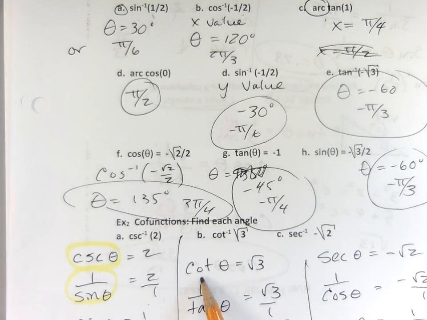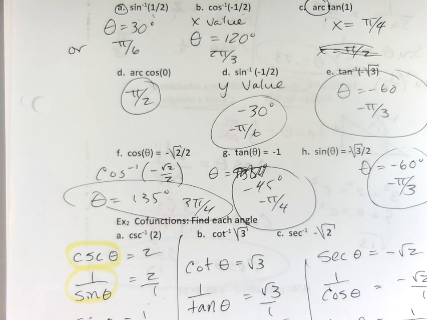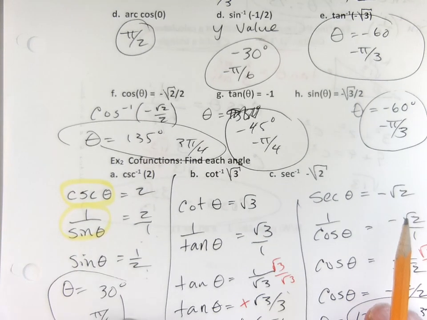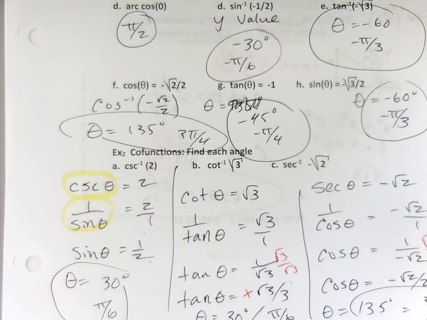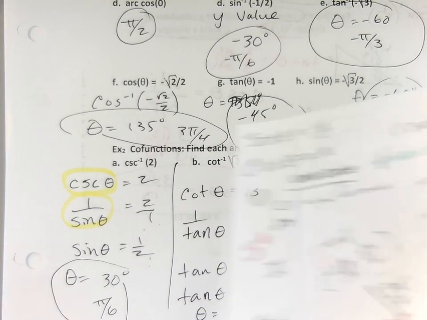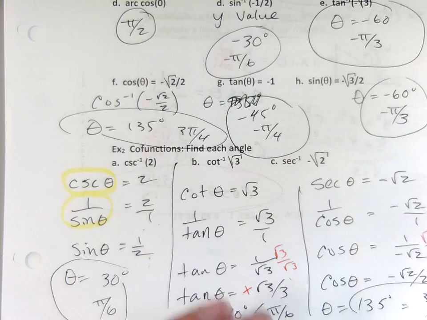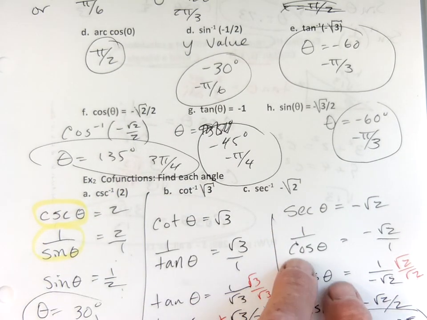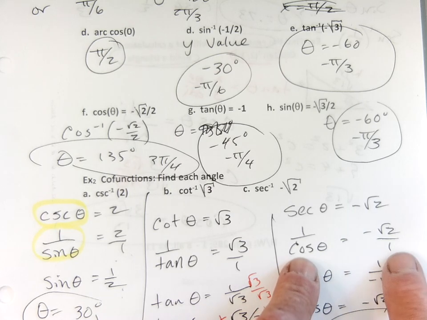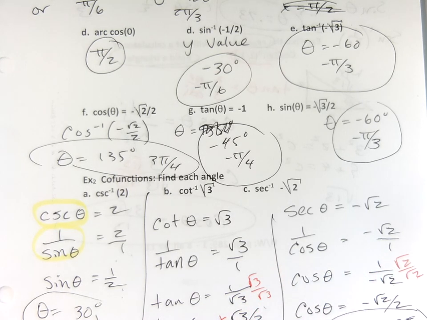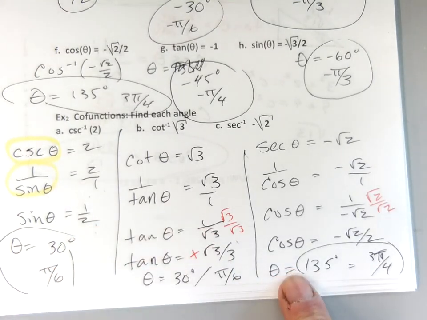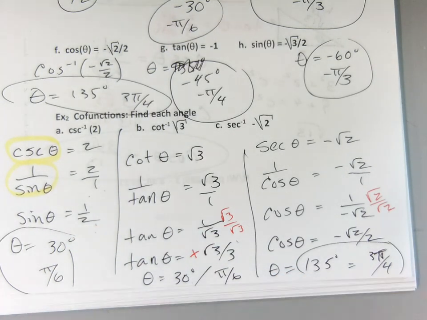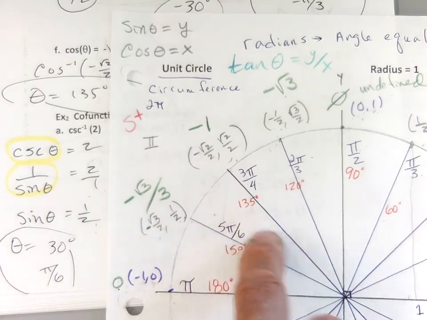Cotangent, same thing. You don't have cotangent on a unit circle. You don't have cotangent on a calculator. So you change it to tangent, because cotangent is 1 over tangent. I flipped them both, rationalized it, and then I found that that is at 30 degrees or pi/6 for tangent. And then same thing with secant. Secant's not on your unit circle. It's not on the calculator, but it's the same thing as 1 over cosine. So I made that over 1. I flipped it, rationalized it, and I got the cosine of negative square root of 2 over 2 is there at 3 pi/4 or 135 degrees.